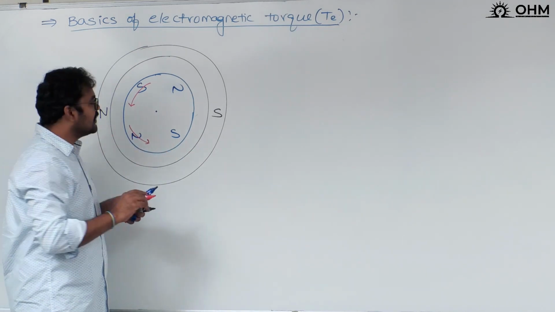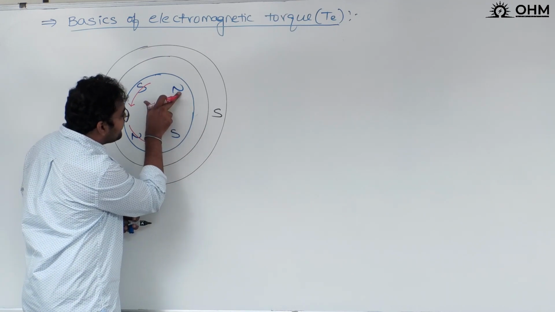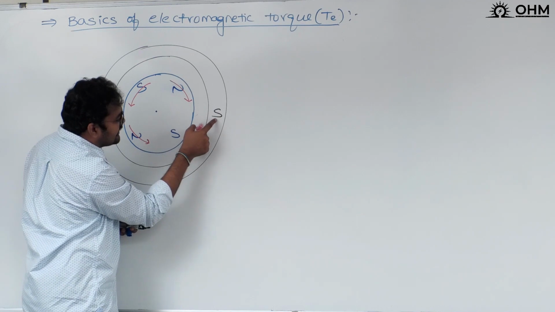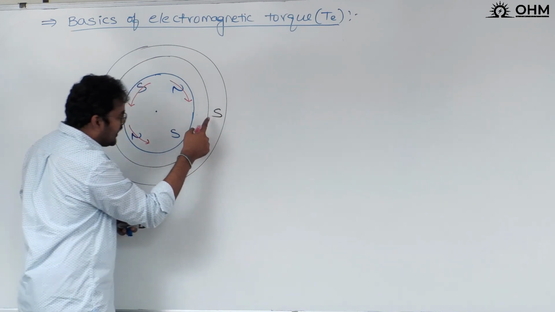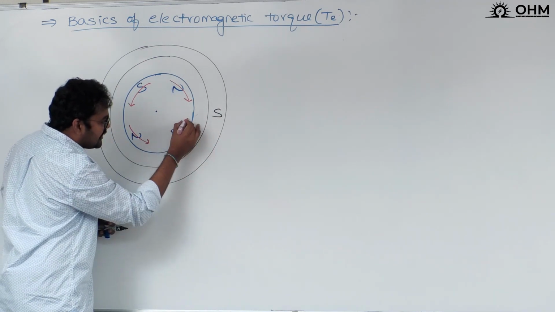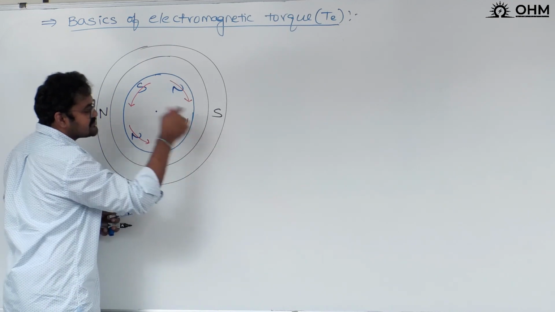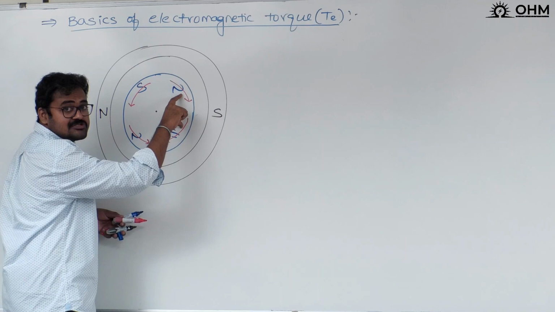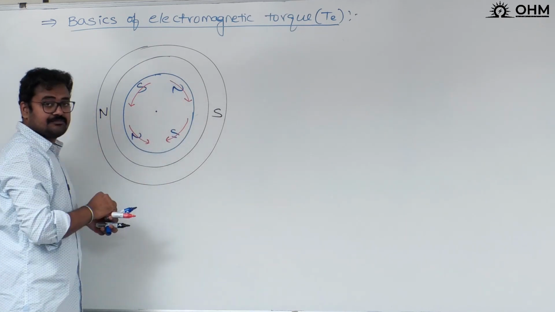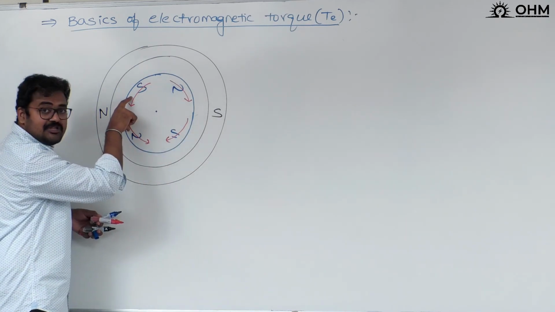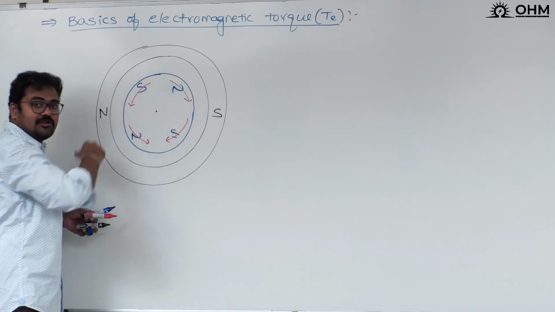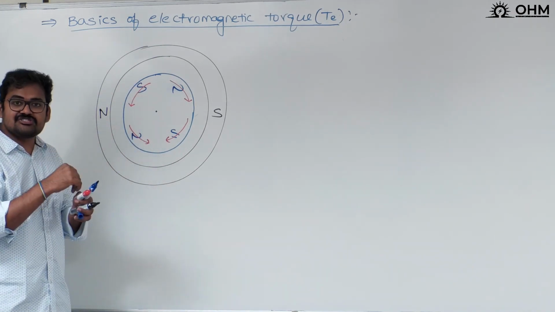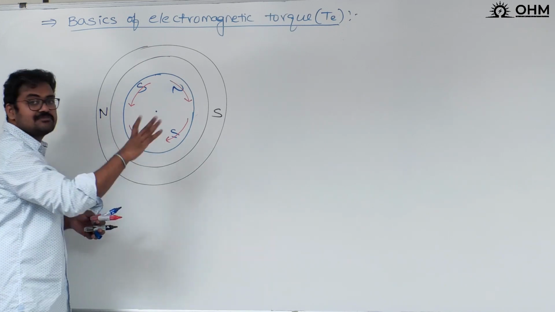So these two poles are experiencing the force in which direction? Anti-clockwise direction. Coming to these two, we have a north pole here and a south pole here. Therefore the north pole will be attracted towards this south. And we have south and south here, so this south pole will be repelled by this south. Now you tell me, these two poles are experiencing force in which direction? Clockwise direction. And these two poles are experiencing the force in which direction? Anti-clockwise direction. Therefore, the average force or average torque acting on the rotor becomes 0.